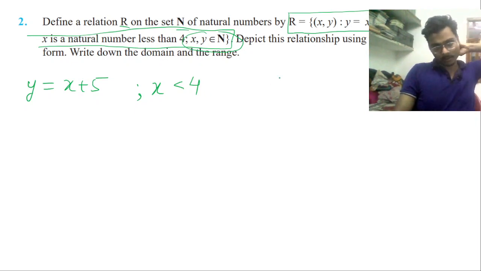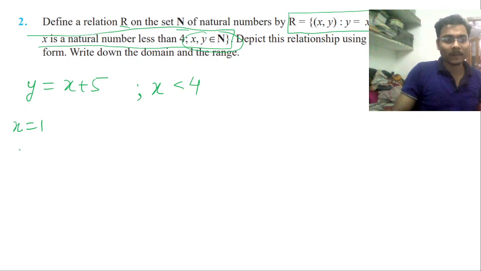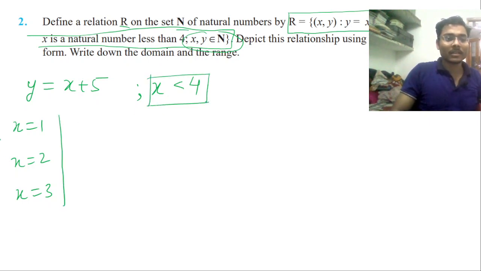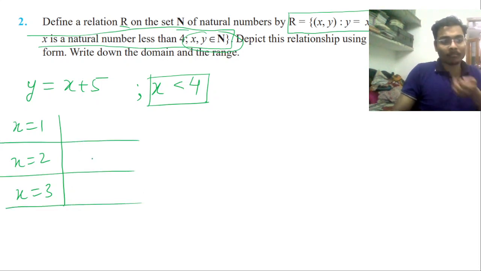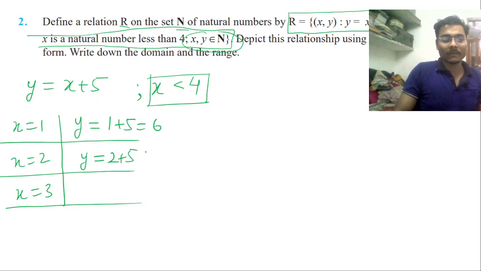So we will just put natural numbers, which start from 1. We will put x equals 1, x equals 2, x equals 3. x does not equal 4 because they are saying x should be less than 4. So we will put these three conditions to evaluate the value of y. For x equals 1 we get y as 1 plus 5, which is 6; for 2 we get 2 plus 5, which is 7; for 3 we get 3 plus 5, which is 8.